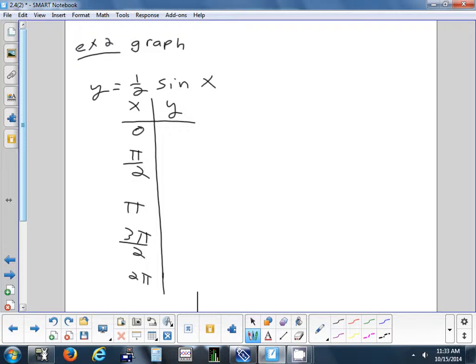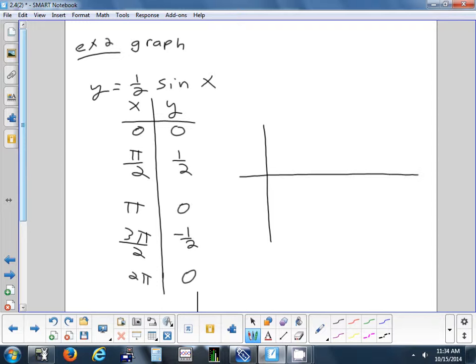All right, so anybody think they can tell me what my new y values will be, the final answers? Yep. 0, 1/2, 0, negative 1/2, 0. Good. Any questions how she got those? The originals would have been 0, 1, 0, negative 1, 0, and she just took half of all. It's perfect.